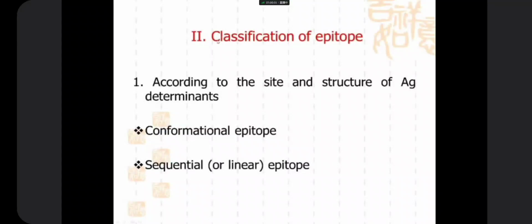Okay, this is the classification of epitope. According to the size and the structure of epitope, it can be classified into conformational epitope and sequential epitope or linear epitope.